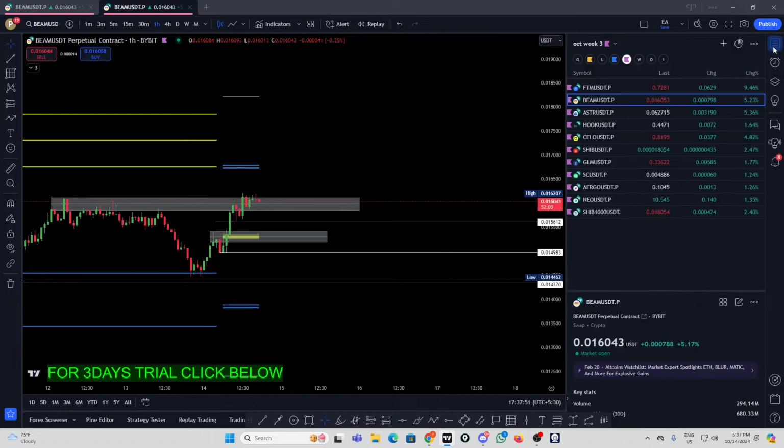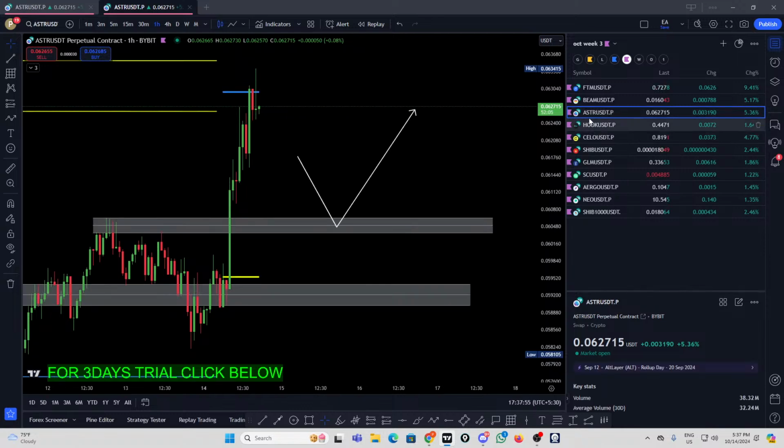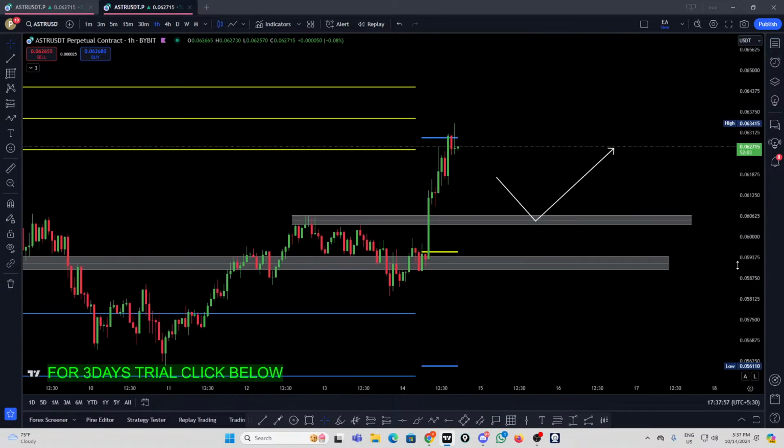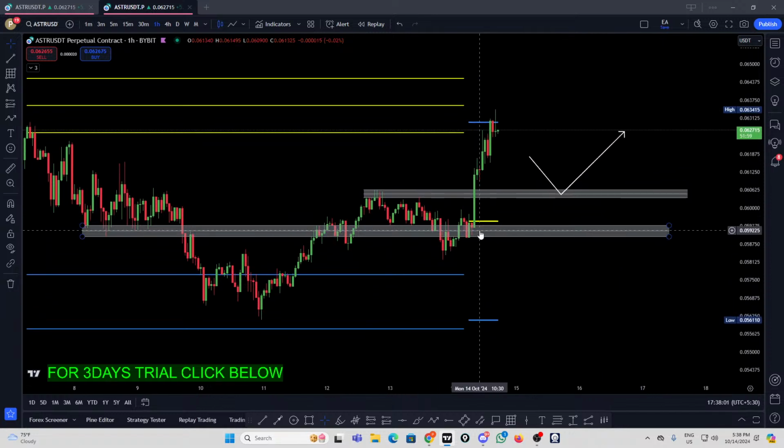All right. So the third one, ASTR USDT. We got a very good breakout, and remember this is a super narrow.